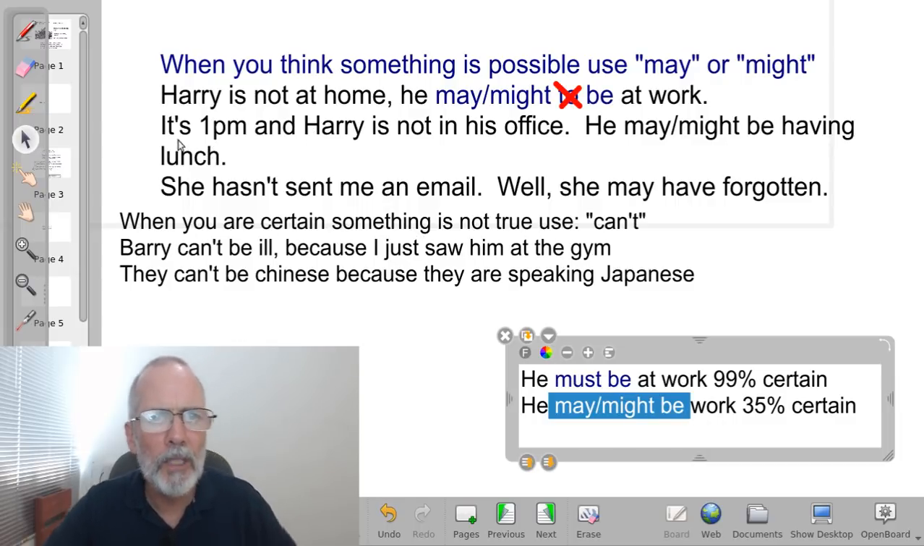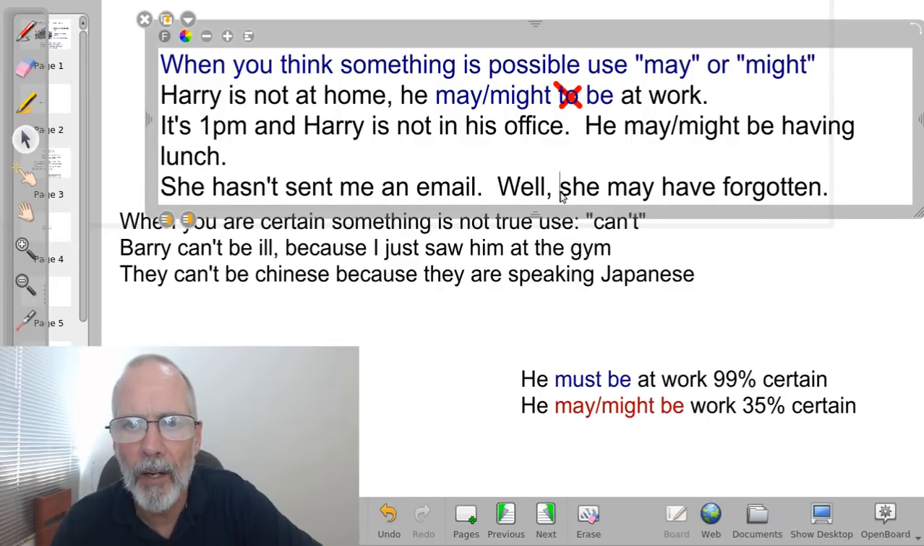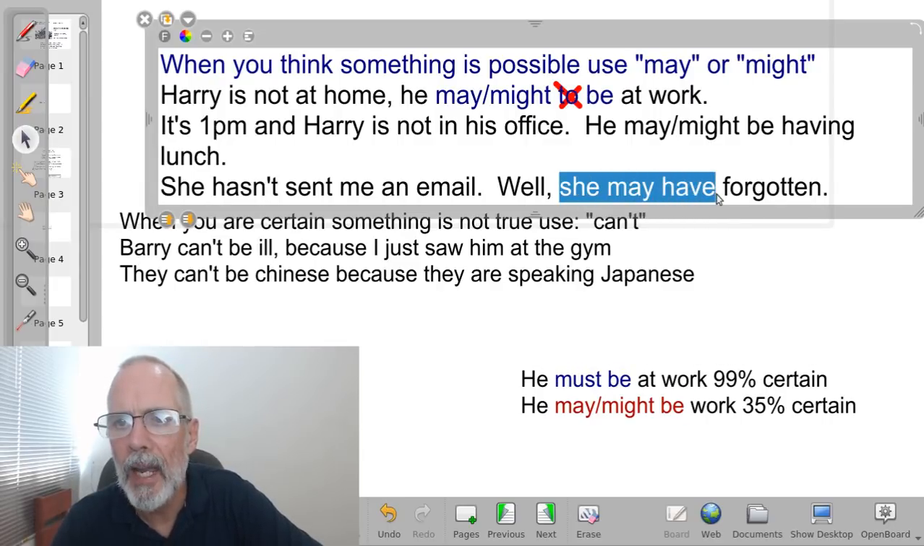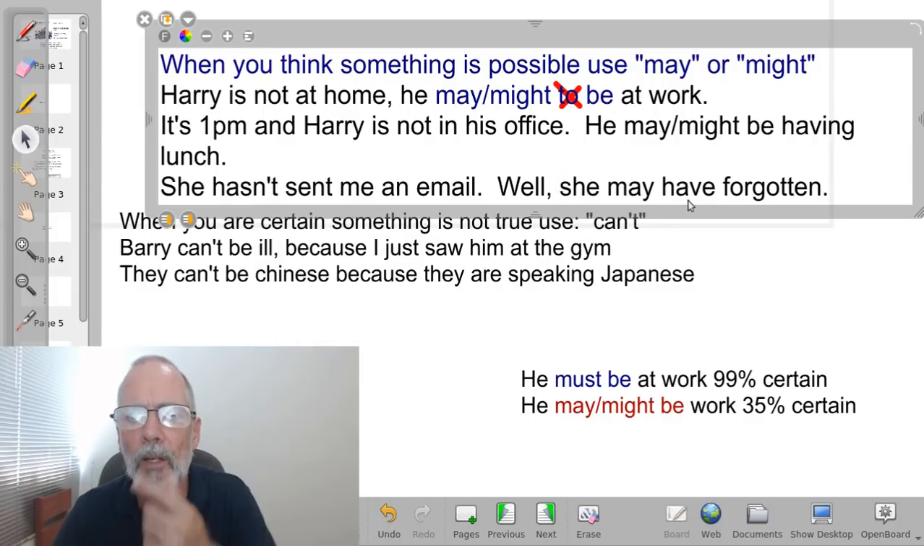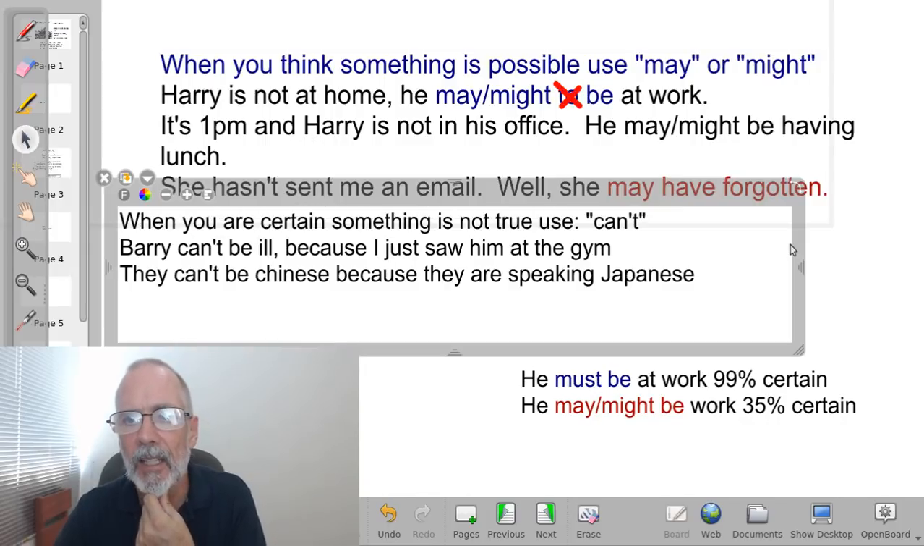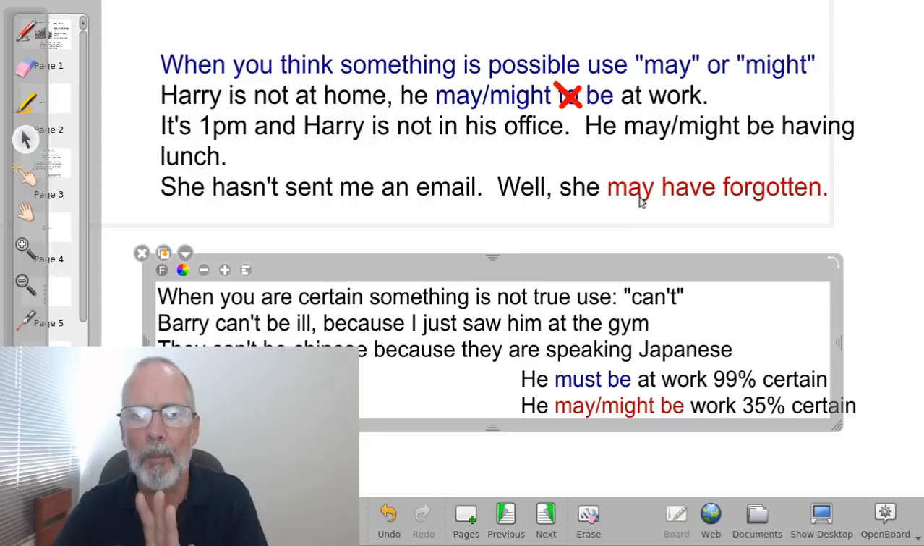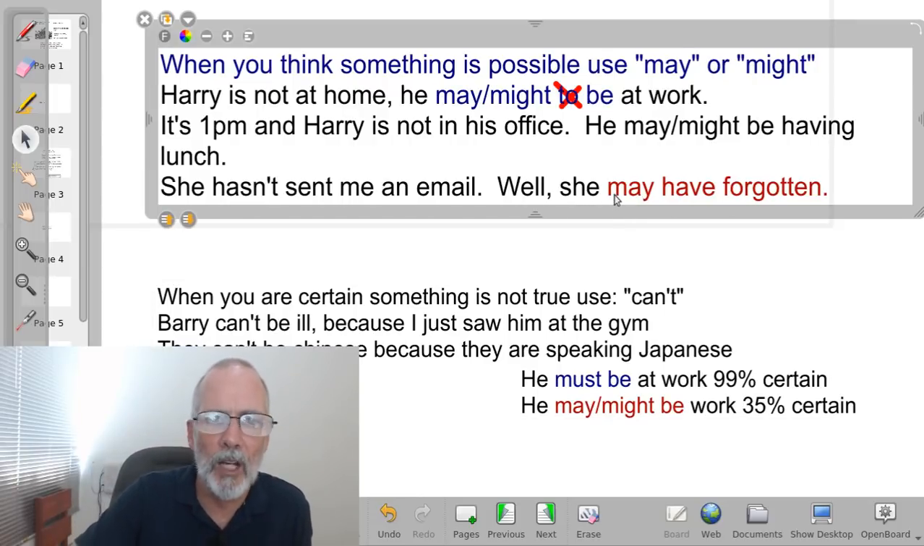Have I got any more examples? Yeah, she hasn't sent me an email. Well, she may have forgotten. She may have forgotten. Maybe I should talk about the pronunciation. Actually, maybe this is a bad example, because I just realized this one is a past modal. But I don't want to talk about that at the moment. I should have put a better example.